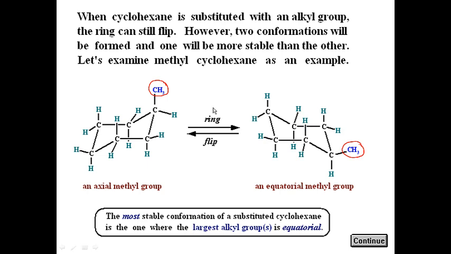Now, the question is, I now have two different conformations. One where the methyl group is axial, one where the methyl group is equatorial. And the question is, which one of these two conformations is more stable? And the next question is why? Okay. So as a general rule, the most stable conformation of a substituted cyclohexane is the one where the largest alkyl group is equatorial, or the largest alkyl groups are equatorial. So this is the rule, and it tells us that this conformation is more stable, and this conformation with the methyl group axial would be less stable. Why? It's not necessarily intuitively obvious why having the methyl group equatorial would be more stable than having it axial.